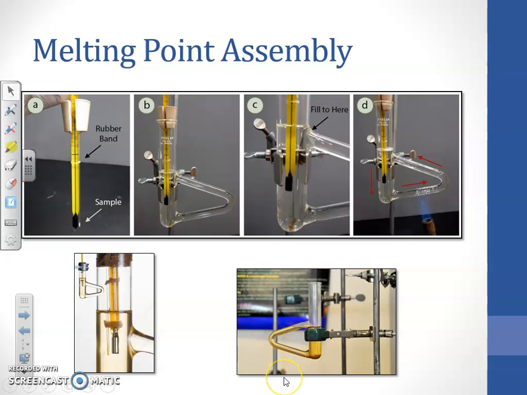An alternate liquid can also be used, that is concentrated H2SO4. If liquid paraffin is not available, then we have the alternate liquid, concentrated H2SO4. The reason we use liquid paraffin is that it has a high boiling point, around 250 degrees Celsius.